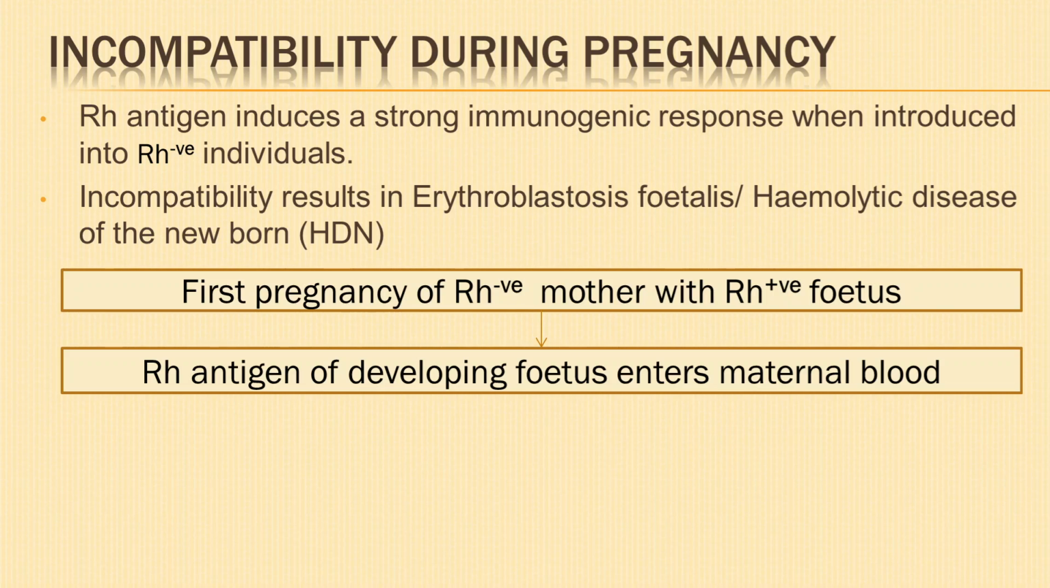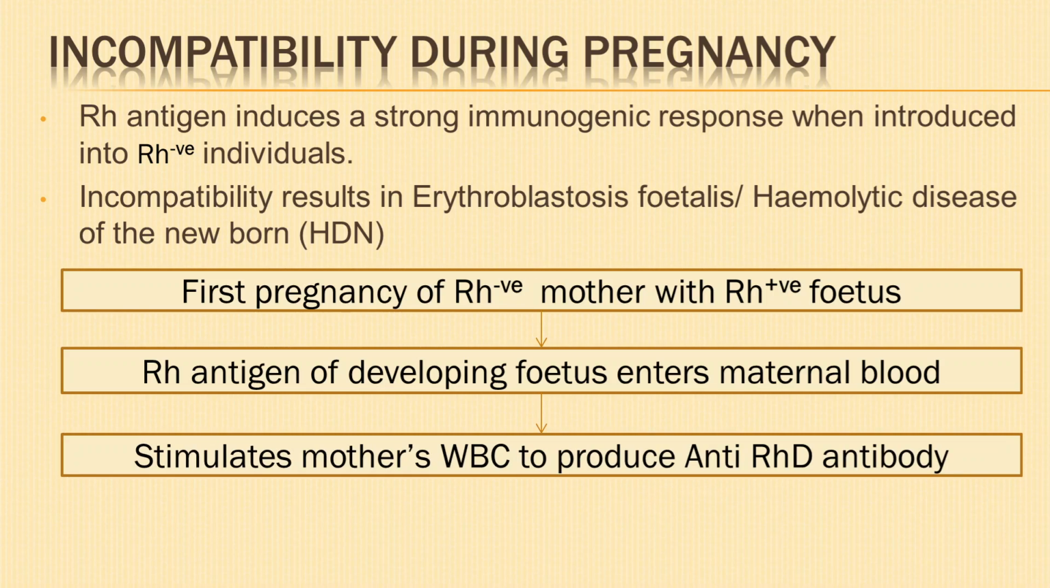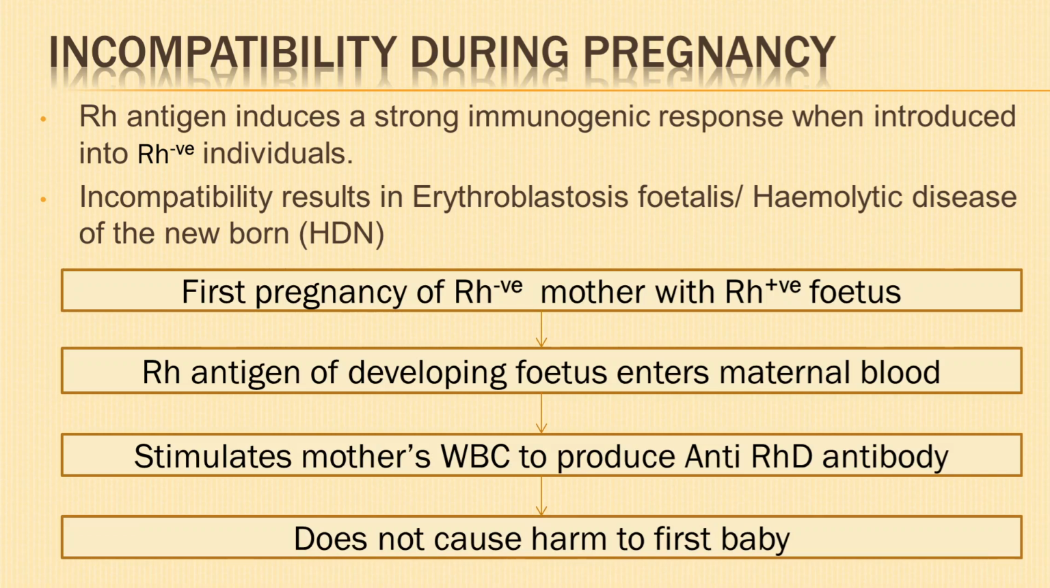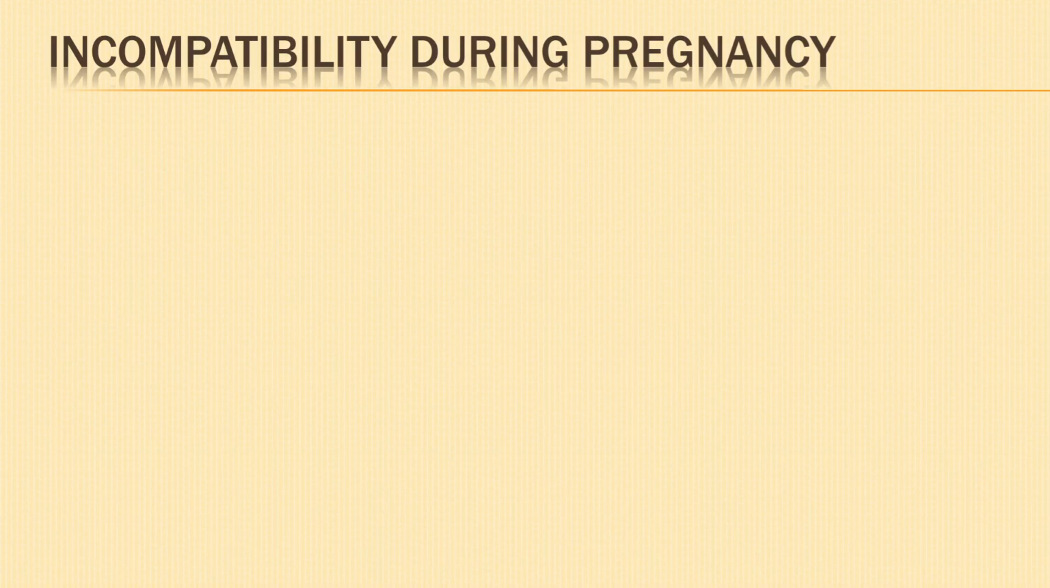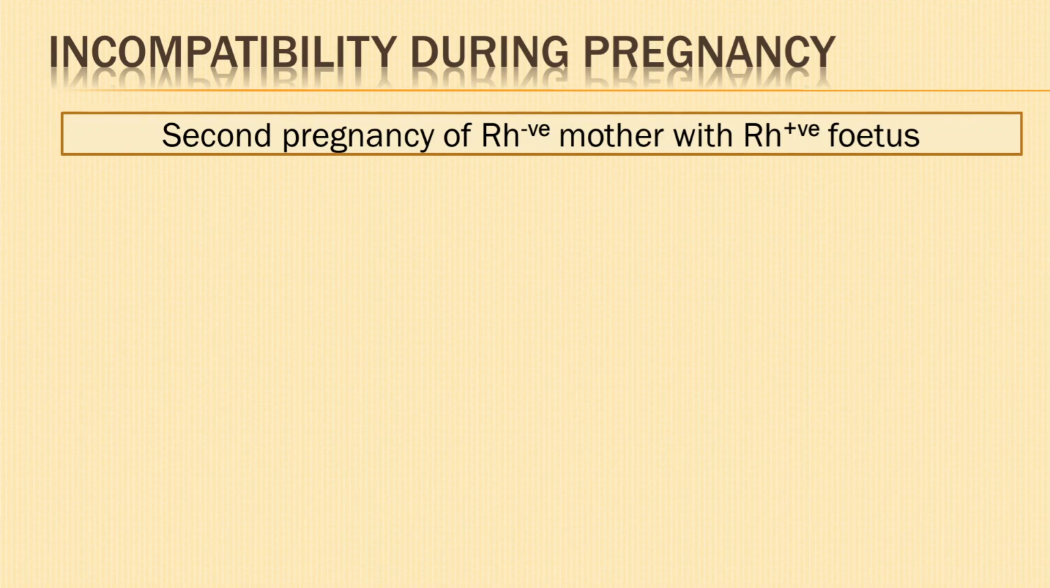During first pregnancy, a small number of RBCs from the fetus can cross the placenta and enter the mother's bloodstream. Anti-RHD antibody can then develop in the mother's plasma. Since the amount of antibody is less, the Rh incompatibility rarely causes complications in first pregnancy. It could be dangerous to a fetus during later pregnancy.